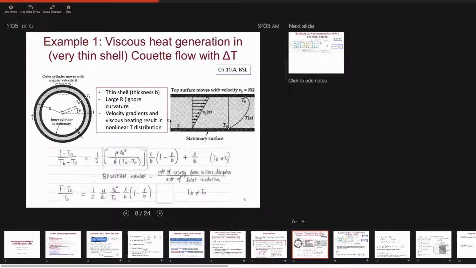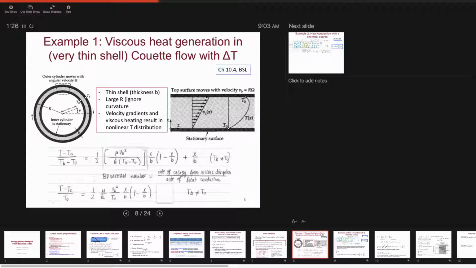So as a result, we don't have a standard linear profile of temperature between T0 and TB, but we have some certain nonlinear profile, such as depicted here, that is calculated at the end with these equations. So it has sort of a parabolic component to it.